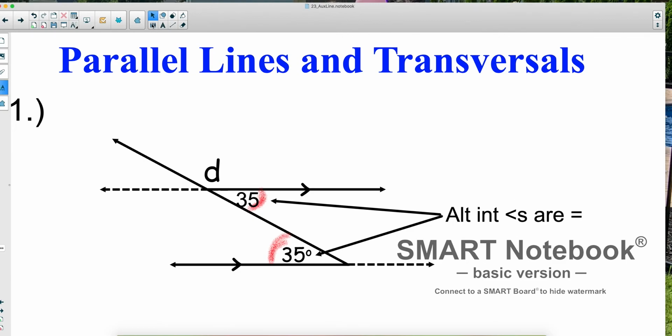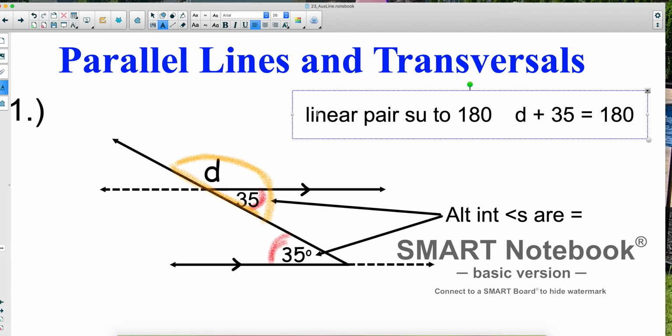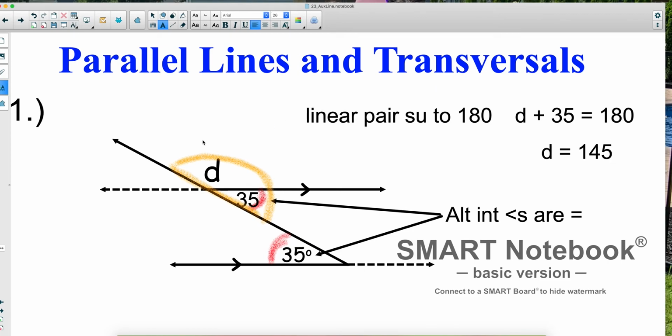And now I take a look and I see that I have a straight line right here, right? So that means that these two are my linear pair, so they have to sum to 180. So I now know that I have a linear pair, so that means they sum to 180, and that's D plus 35 equals 180. So if you subtract 35 from both sides, you get that D is 145. So this right here is 145. Okay, and that's how we then got D there.